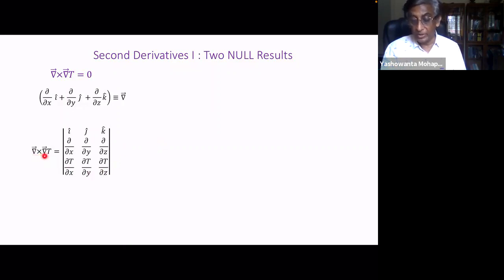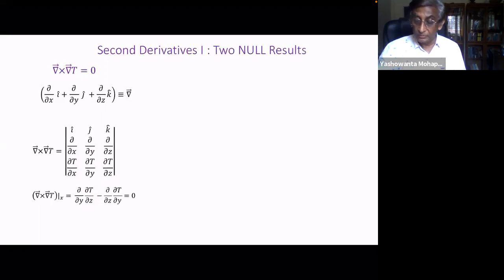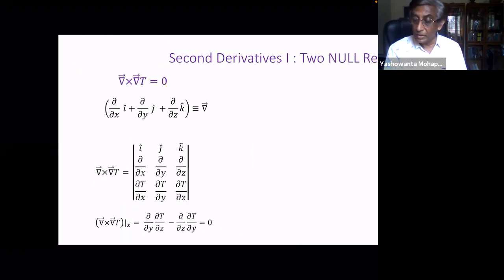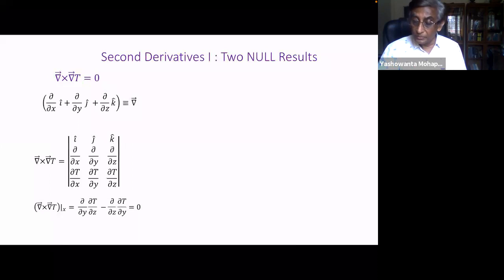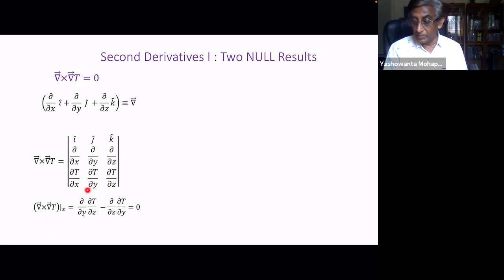I can write down del cross del T, and grad T has components del T by del x, del T by del y and del T by del z. And the curl you can find out like this, right? So let's write it down. The x component, meaning the i component, is del y of del T by del z minus del z of del T by del y.